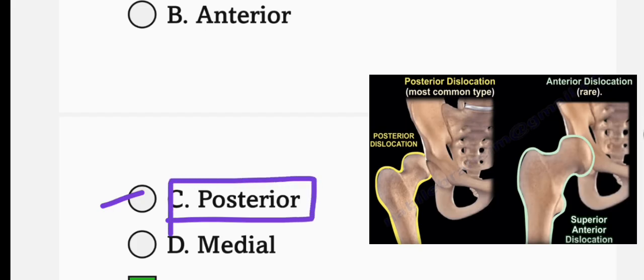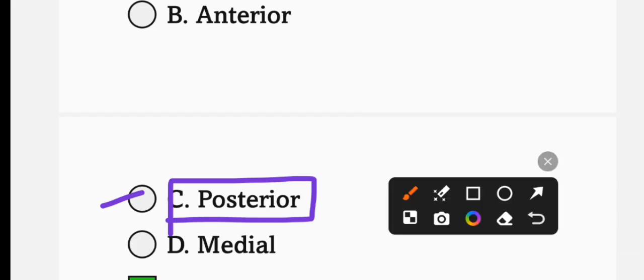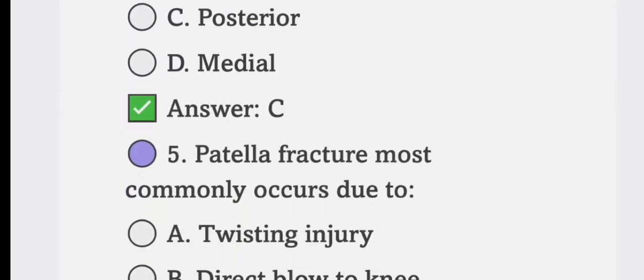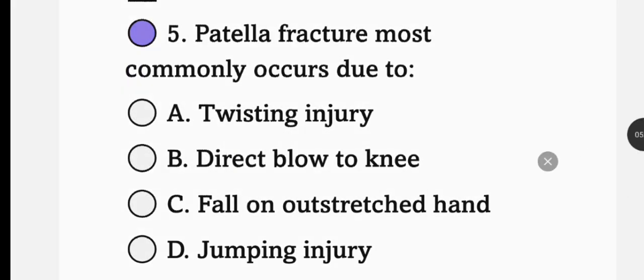Posterior hip dislocation means the femoral head goes backward, so the direction is obviously posterior. Now add this one line: posterior hip dislocations commonly happen due to dashboard injuries in RTA cases. So I think that is clear. Option C is the correct option. Now come to the fifth question.